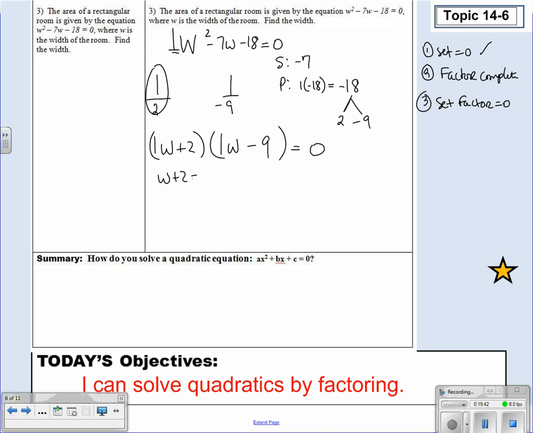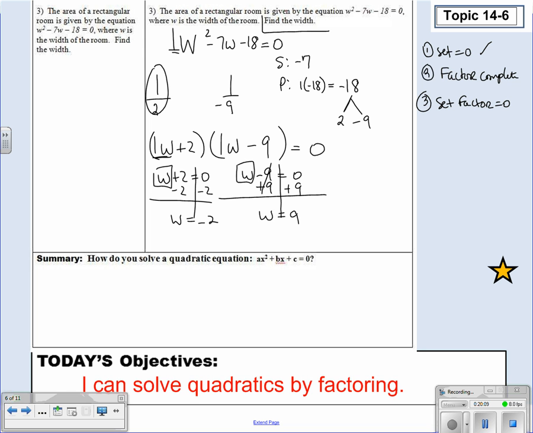w plus 2 equals 0. w minus 9 equals 0. Notice I didn't use the 1 anymore because 1 times w is just w. Let's solve. Draw our box. Subtract 2 from both sides. We get w is equal to a negative 2. Our second factor, draw our box. Add 9 to get rid of the 9. We get w is equal to a positive 9.